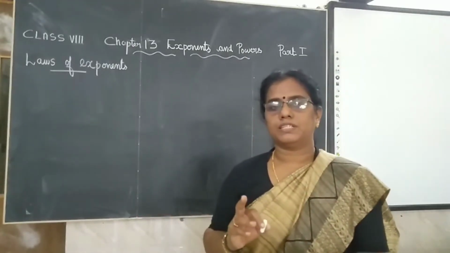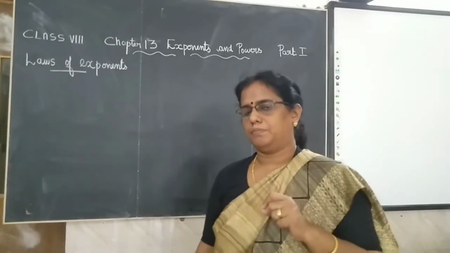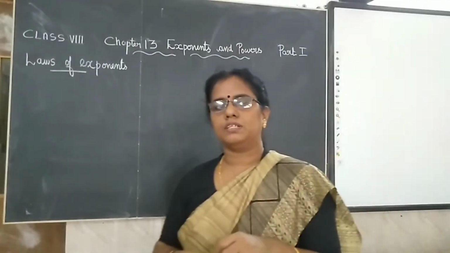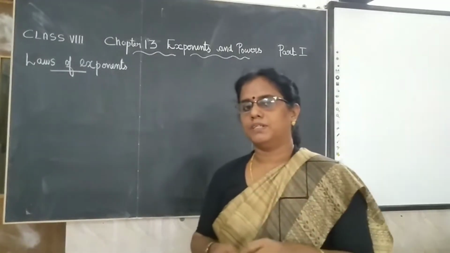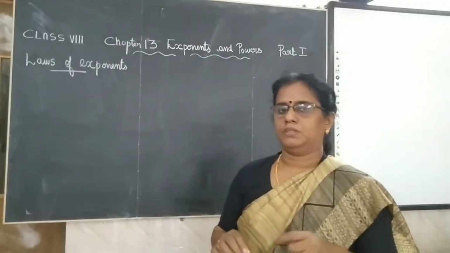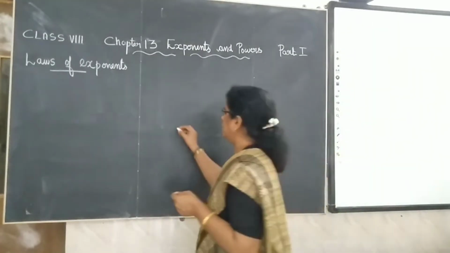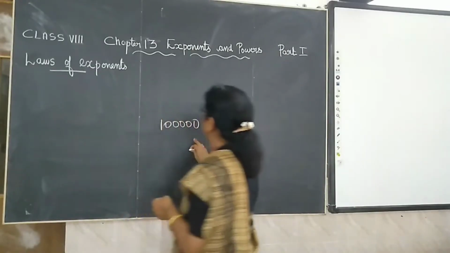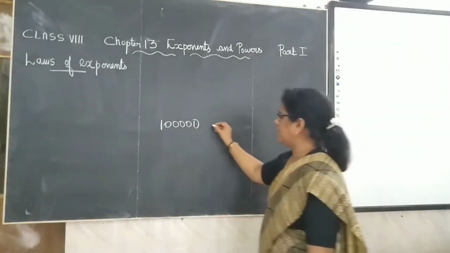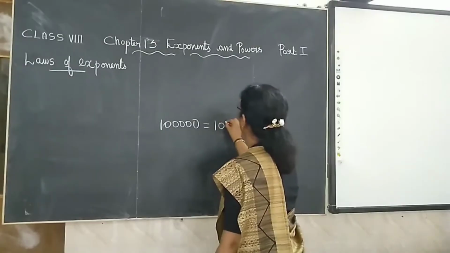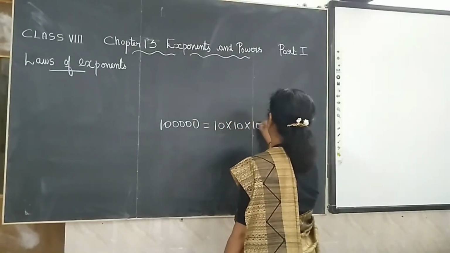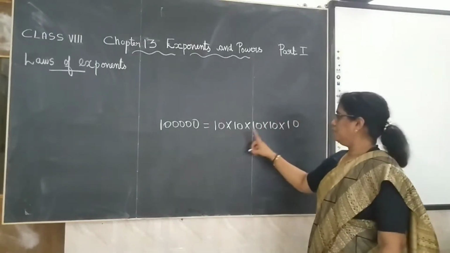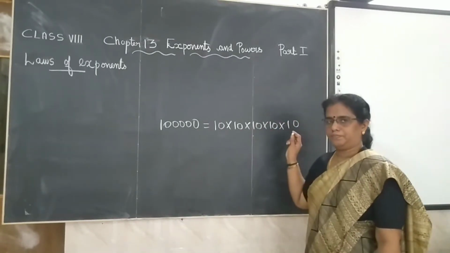First we will discuss what is an exponential form of a number. Normally we use exponential form to express large numbers in short form. For example, if one number is given, 1 lakh, this we can write as 10 into 10 into 10 into 10 into 10.